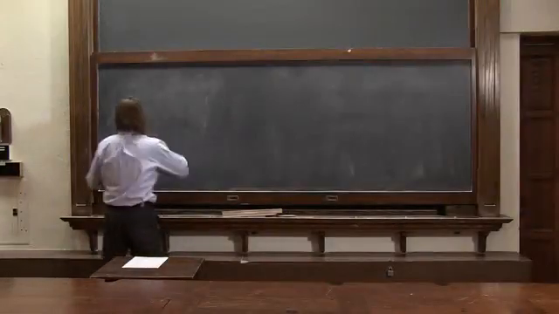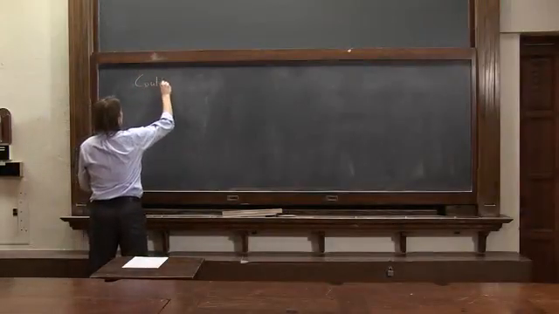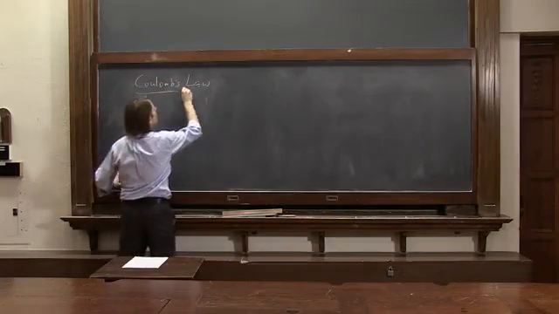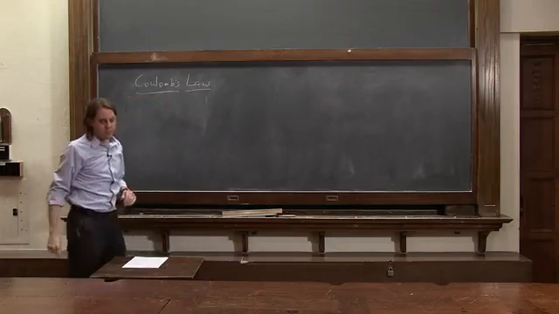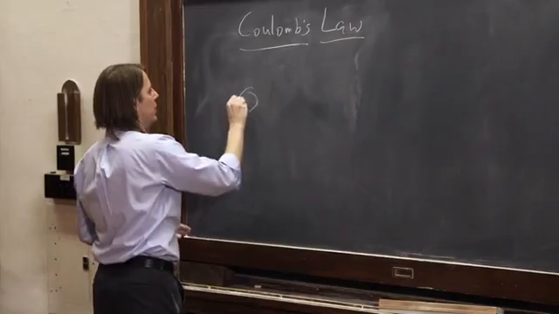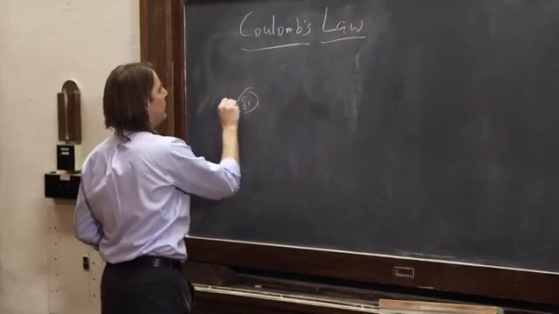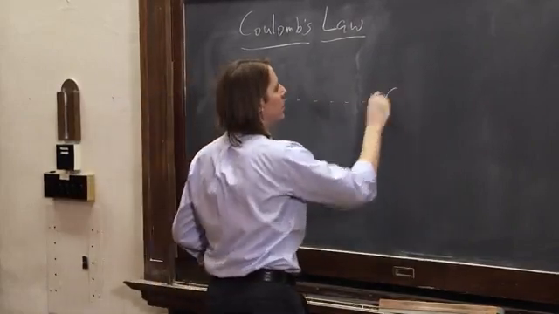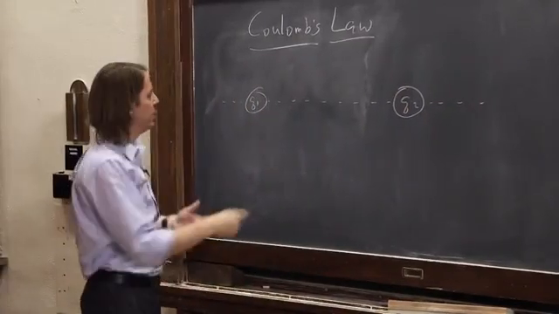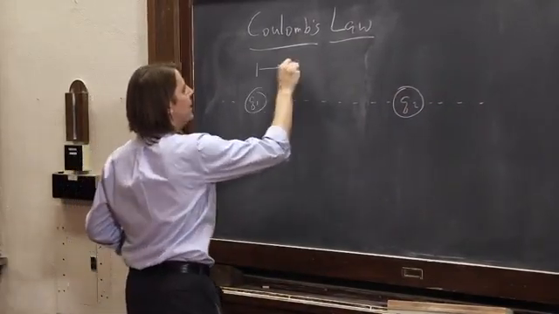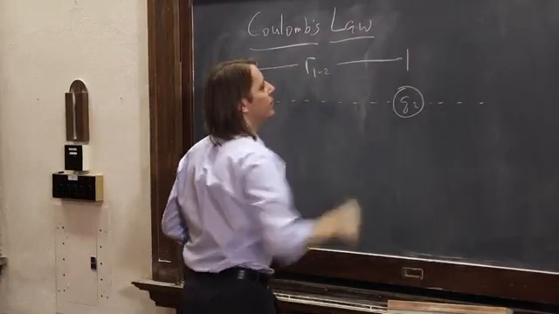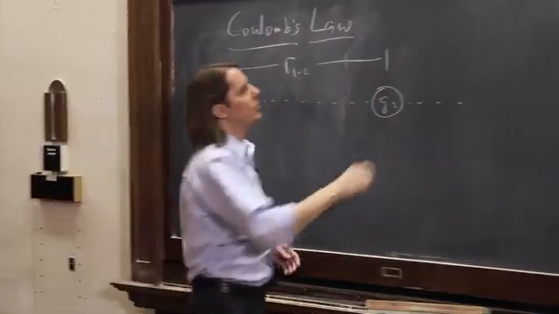Now for Coulomb's law, in all of its vector glory. No more magnitudes. So let's look at the real Coulomb's law. We'll still have our two charges on an axis. Q1 and Q2 are the charges. And we're now going to call this R12.